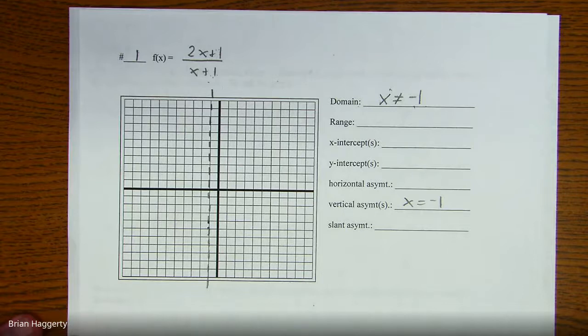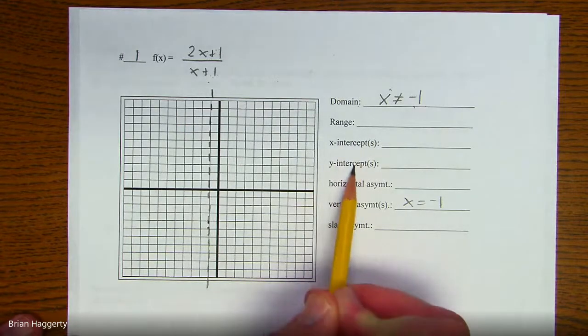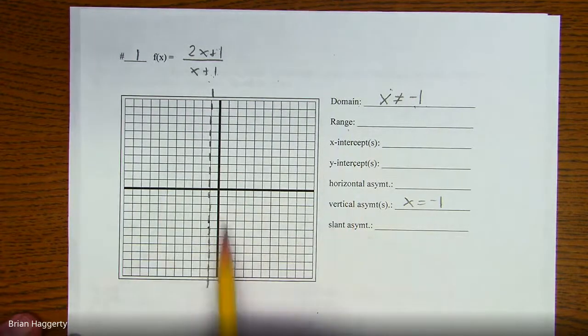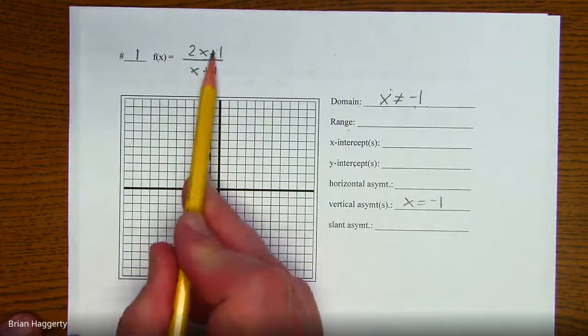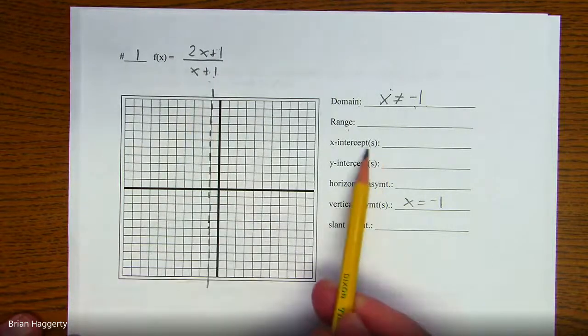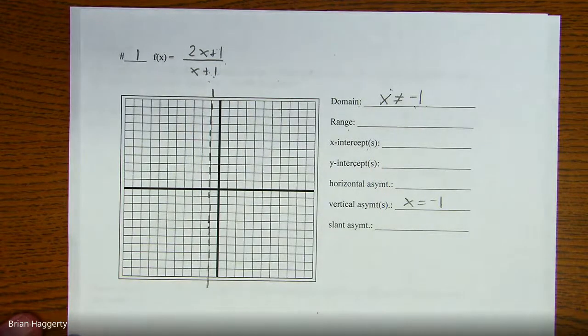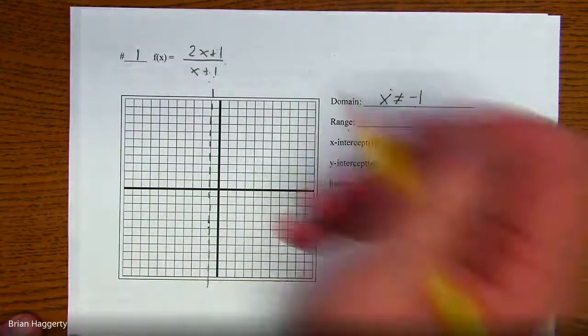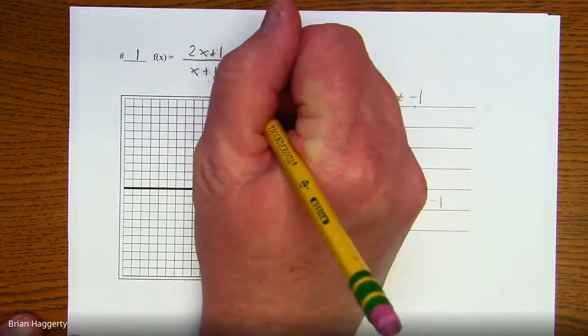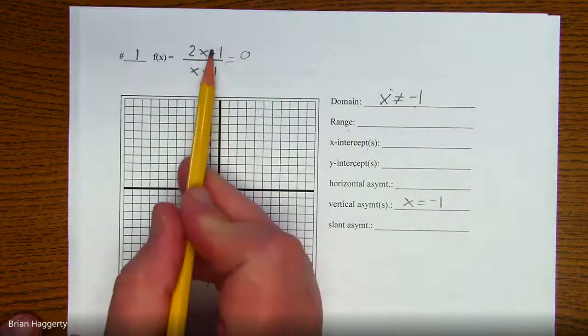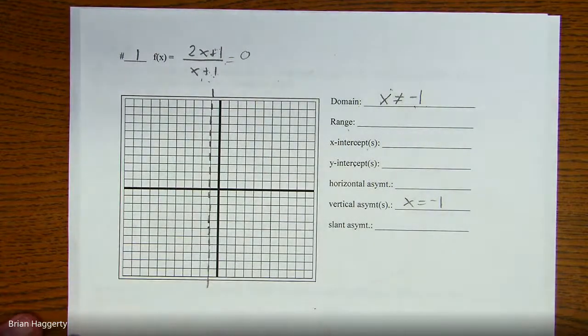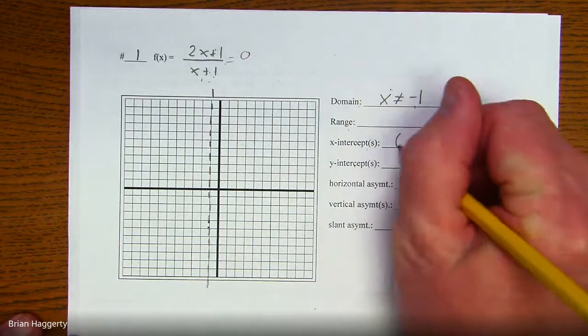Okay, the next place I'm going to go to is my intercepts. I'm skipping over range because we don't have nearly enough information to identify that. As long as this is in simplified form, which it is, your x-intercept is going to come from when the top of the fraction is equal to 0. And the reason why that works is x-intercept is when y is 0. When you set that equal to 0, the only way a fraction can be 0 is when the top of the fraction is 0. So the top of the fraction is 0 when x is negative 1/2.